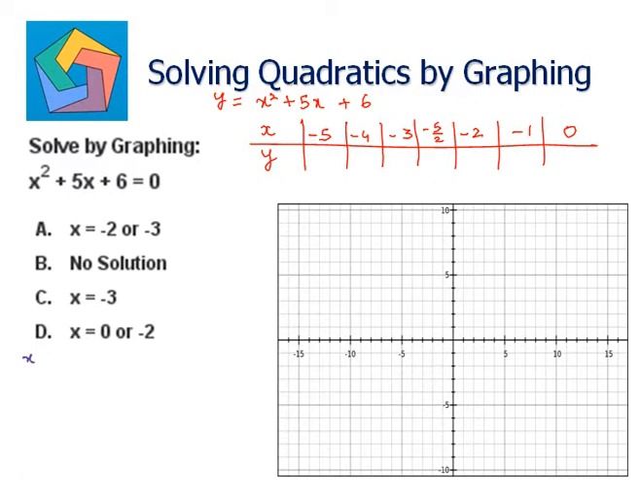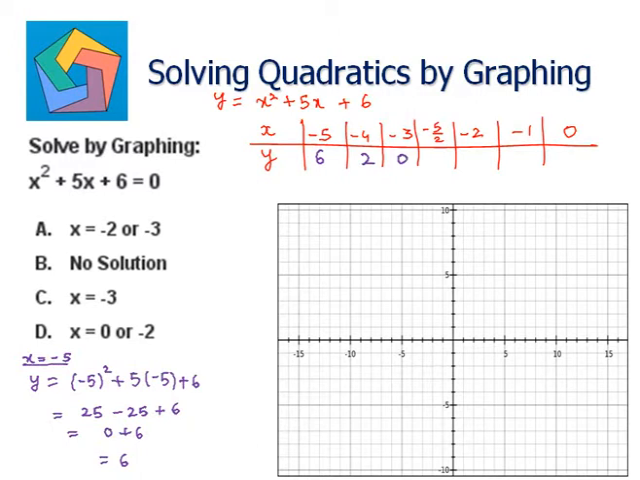So when x is equal to -5, my y will equal -5 squared plus 5 times -5 plus 6. -5 squared is 25. 5 times -5 is -25, plus 6. 0 plus 6, just 6. So at -5, the y value comes out to be 6. Similarly, we can find the other y values, and at -4 we'll get 2. At -3 we get 0.